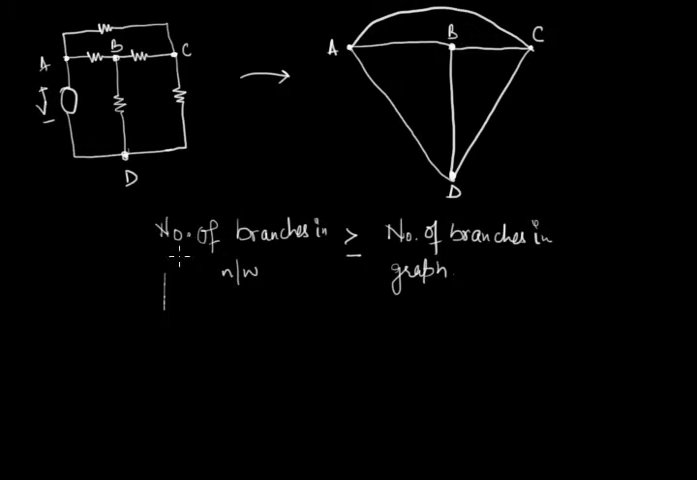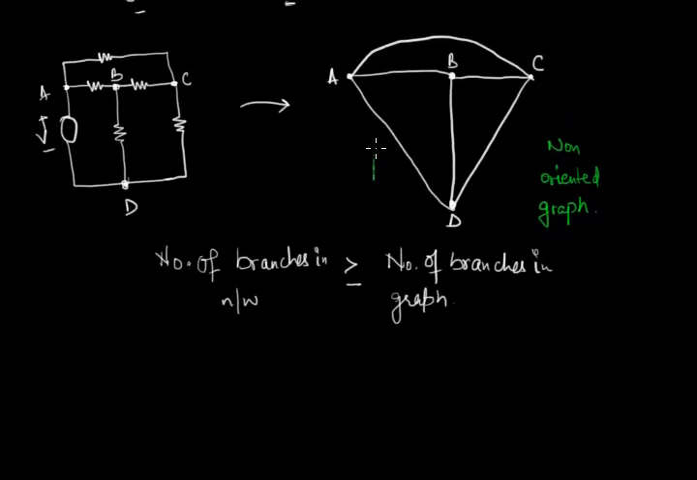Moving further, we'll make the incidence matrix for this. Now this graph is called a non-oriented graph. Why is it called non-oriented? Because in this we have not mentioned the direction of current flow.